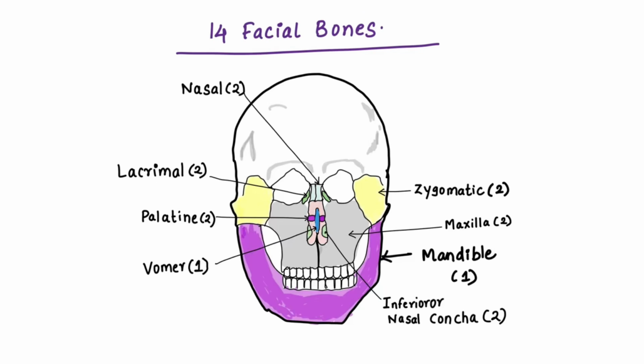Now we will revise names of 14 facial bones. There are 2 nasal bones, 2 lacrimal bones, 2 palatine bones, 1 vomer bone, 2 zygomatic bones, 2 maxilla, 1 mandible and 2 inferior nasal concha. So these are names of 14 facial bones.